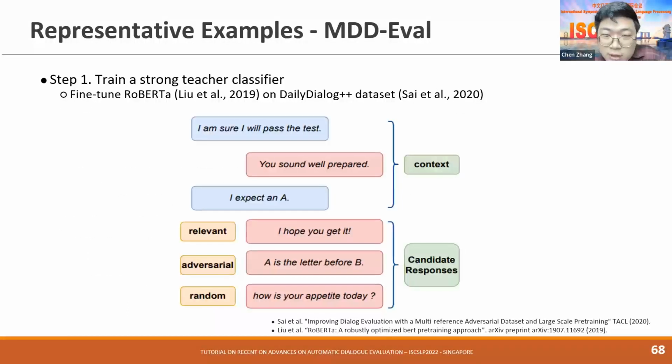Step one of this pipeline is to train a strong teacher classifier, which means that we fine-tune a RoBERTa encoder on the DailyDialog++ dataset. This dataset is a high quality human-generated dataset. It contains a dialogue context, human-written relevant responses, adversarial responses, and random responses, which are randomly sampled from another conversation. The quality of the dataset is good, so we can use it to train this teacher model. The teacher model achieves about 80% accuracy in distinguishing these different types of responses.